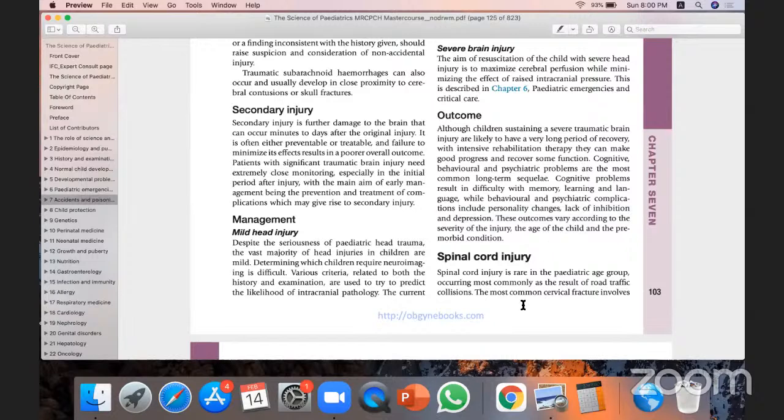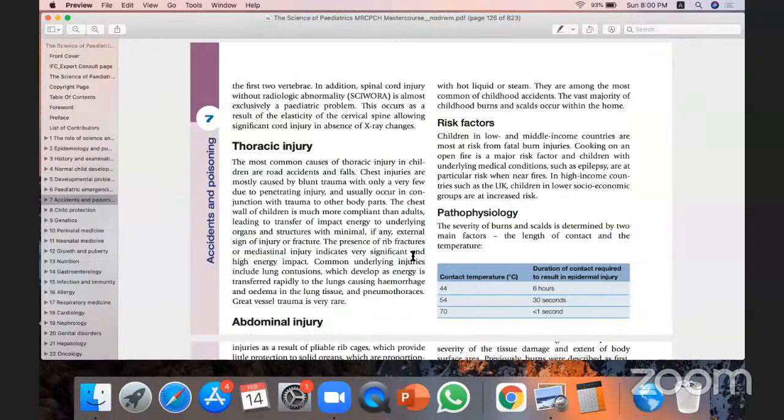Now spinal cord injury. Spinal cord injury is one of the most common. Please read these topics very well. What types of spinal cord injury do we know? Like, spinal cord can have spinal shock. What are the features of spinal shock? Then transection of the spinal cord.